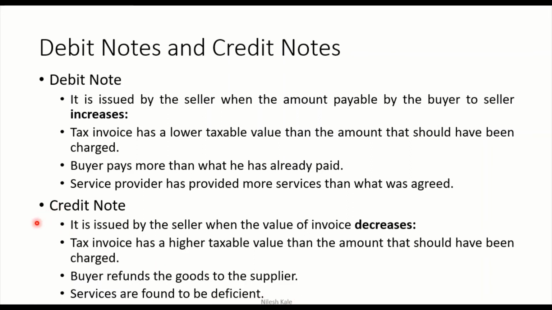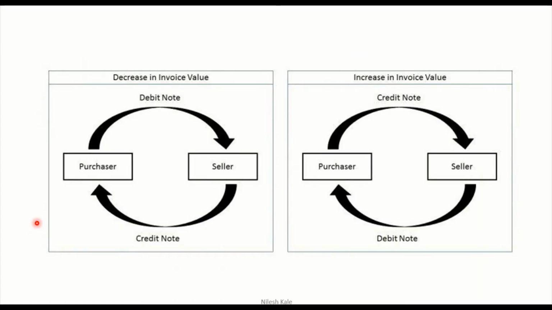Hope this is clear, right? This chart will give you more understanding. Let us first understand increase in value. Increasing value means the taxable amount is increasing or the tax rate is increasing or whatever. In whatever case, the purchaser has to pay more to the seller, right? In such cases the seller will issue the debit note.